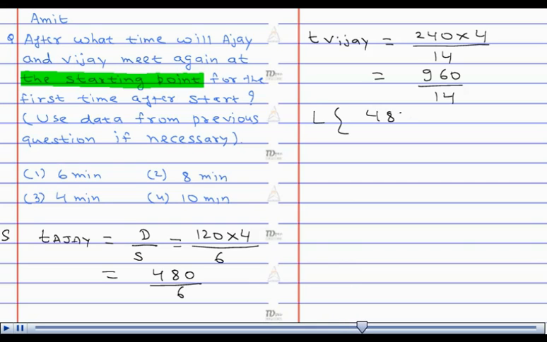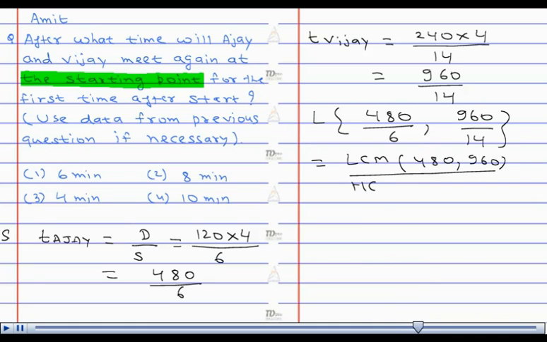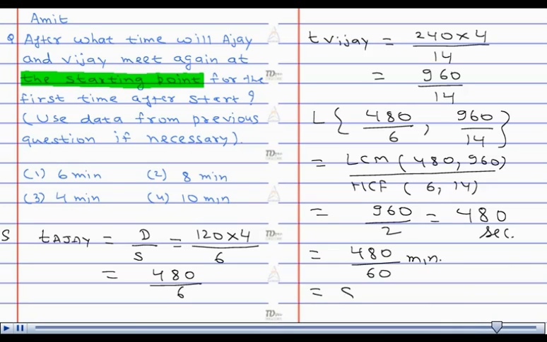Hence, the time after which they will meet again at the starting point is the LCM of these two times, that is LCM of 480 by 6 and 960 by 14, which is equal to LCM of 480 and 960 divided by HCF of 6 and 14, which is equal to 960 divided by 2, equal to 480 seconds, which is equal to 480 divided by 60 minutes, equal to 8 minutes, which is the required answer. Hence option is second. Thank you.